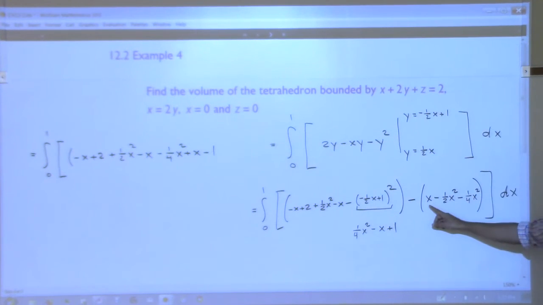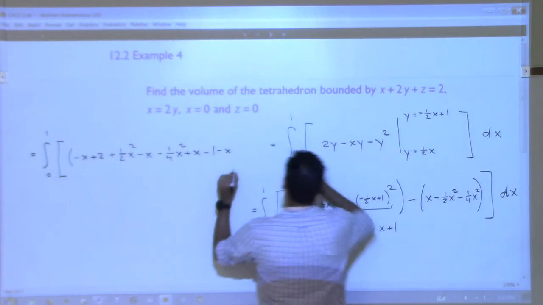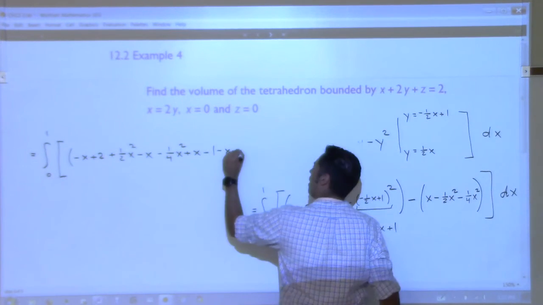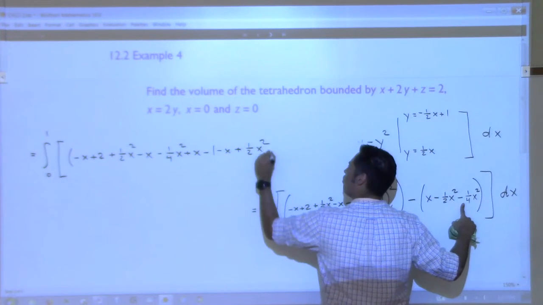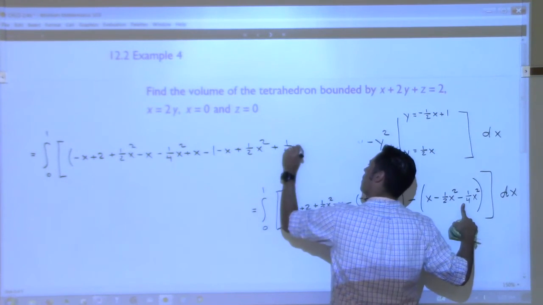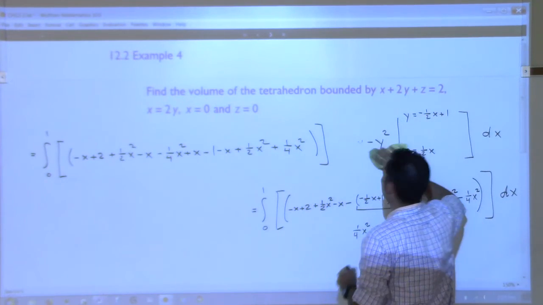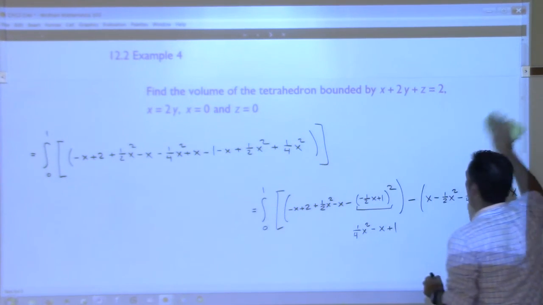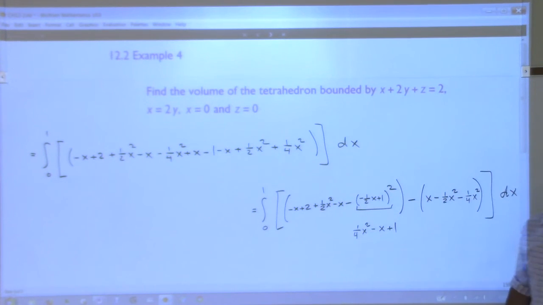And then I have to come through and subtract this, so minus x plus 1/2 x squared, and then plus 1/4 x squared. So that's my, I don't need parentheses and brackets, that's kind of overkill, but we good with that?